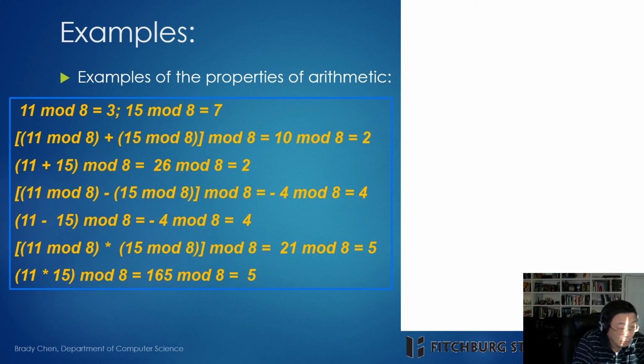Okay, let's take a look at some examples. The first example: when we calculate 11 mod 8, we get 3, right? And 15 mod 8, we get 7. We can easily verify that. Then we can verify 11 mod 8 plus 15 mod 8, and then the whole thing mod 8. Now what is this?